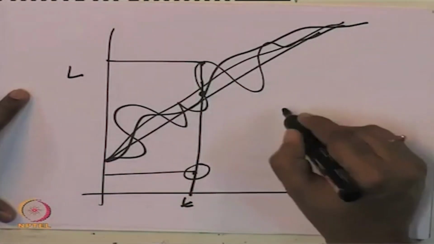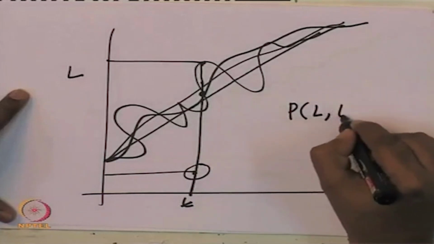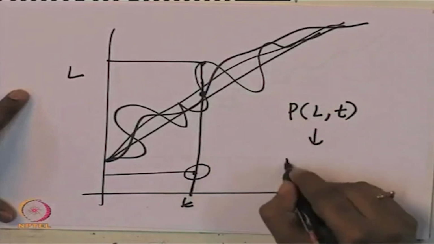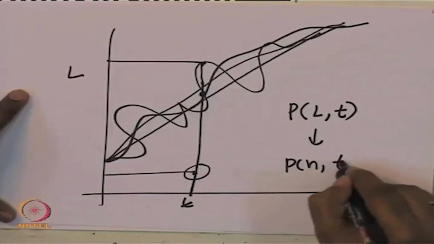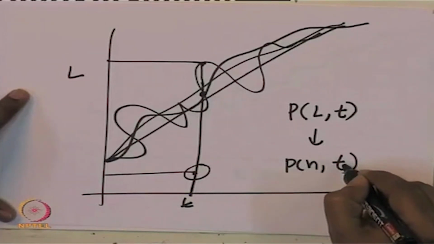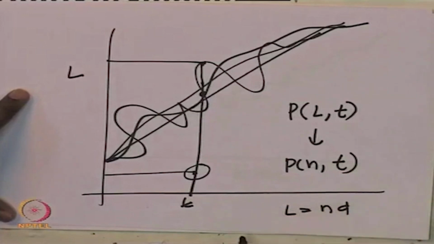So, you can always imagine writing the probability that you will find a length L at a particular time t. This is the same as P of n, t. In other words, what is the probability you have n monomers at a particular time t? So, L is n times d, where d is the size of the monomer.